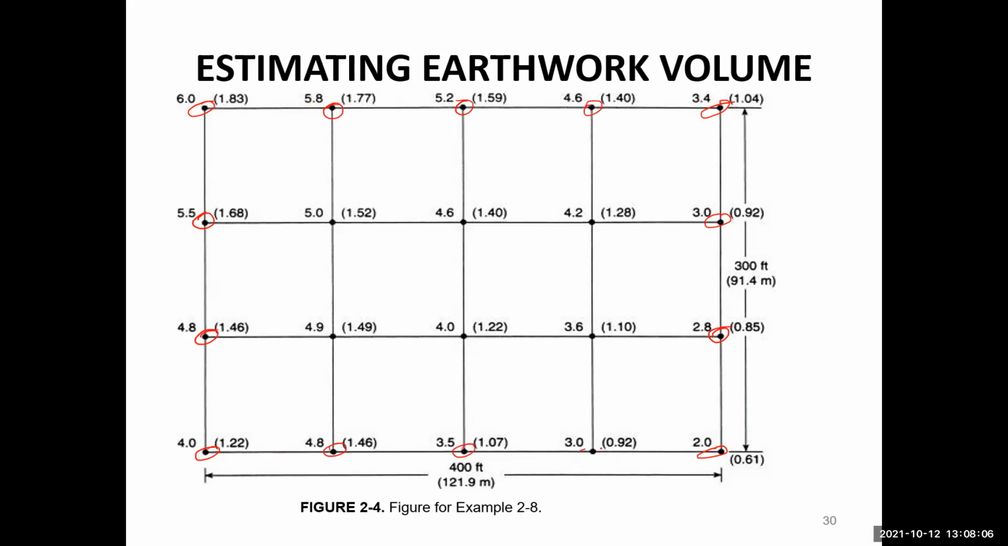So each one of these 10 points is shared by two areas. So for example, this point is shared by this area and this area, and this point is shared by this area and this area. But this point is only shared by one area only. That is the corner point. And in addition, we have 6 more points over here.